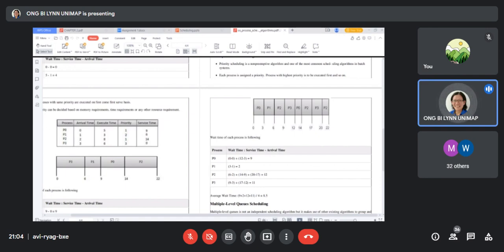So the average waiting time will be the same thing as well. You just subtract, but you need to know how the Gantt chart will be, because the Gantt chart will help you to calculate the turnaround time or the waiting time. So any questions?